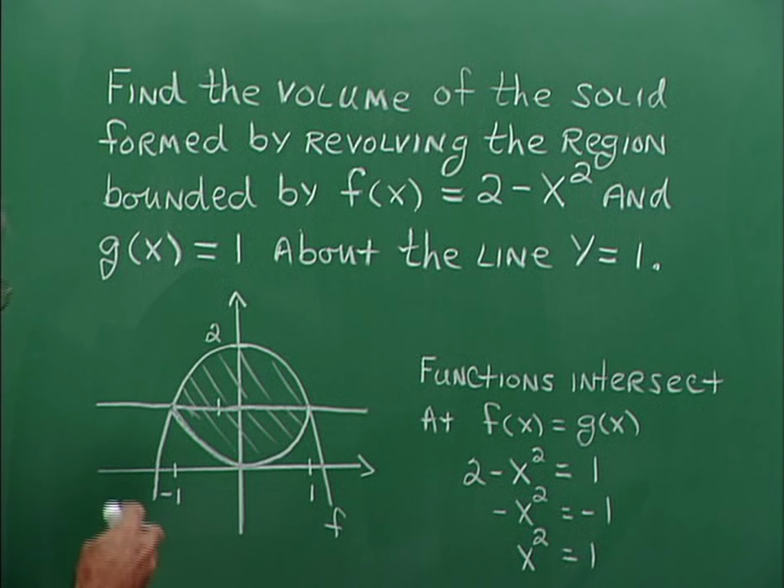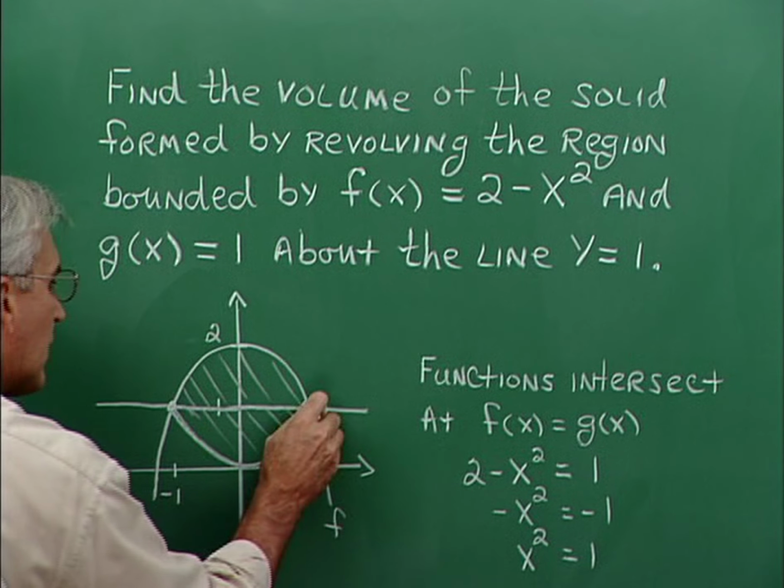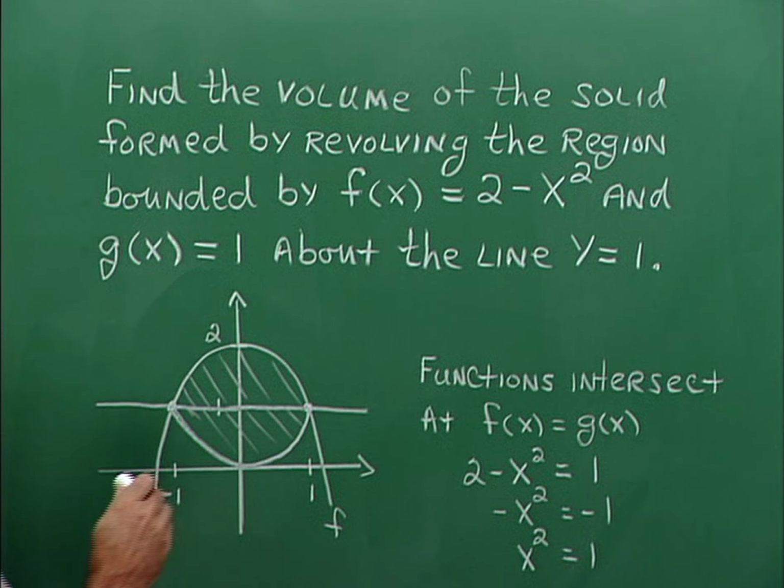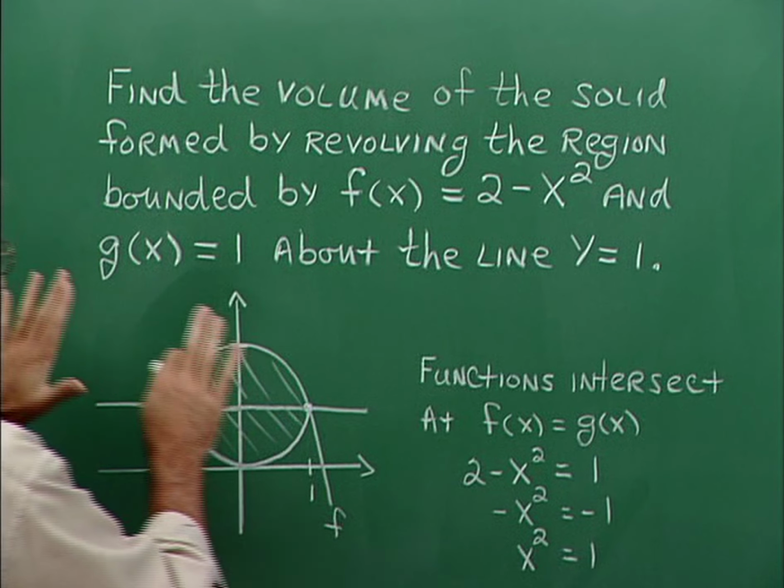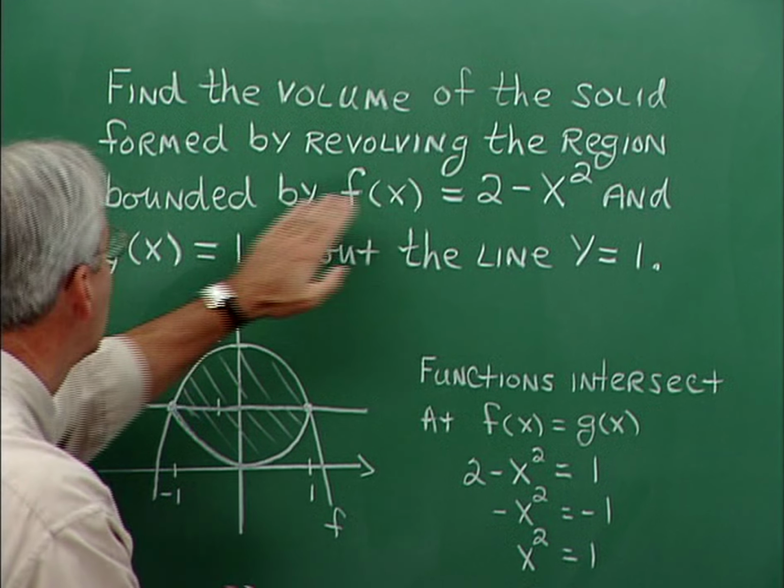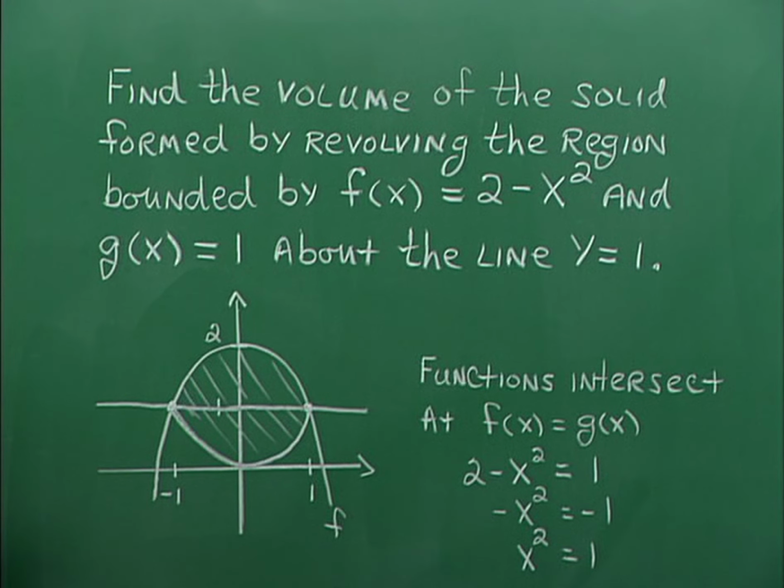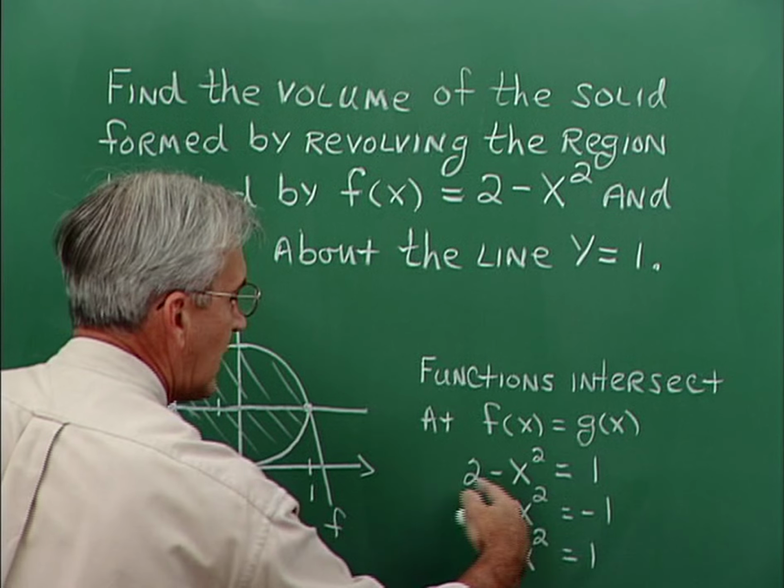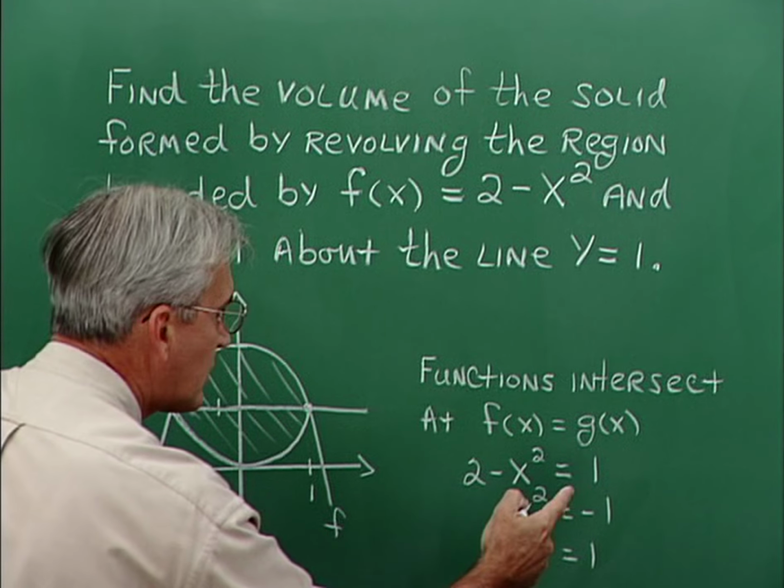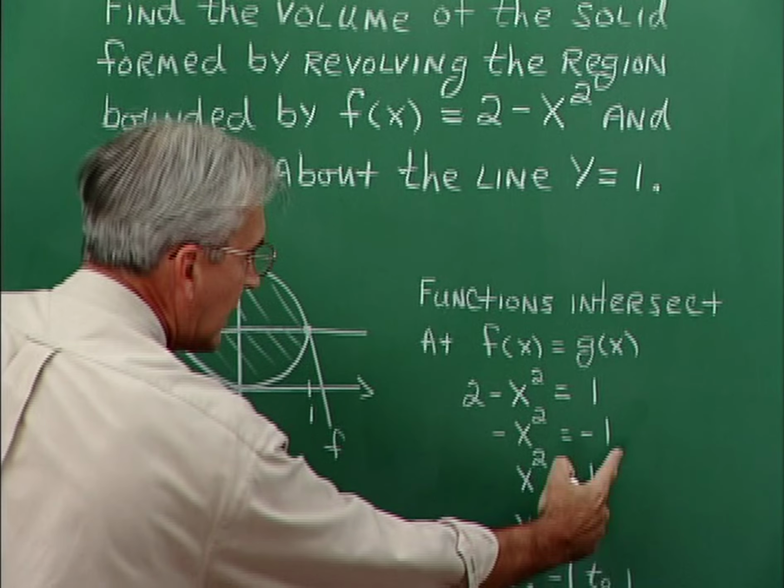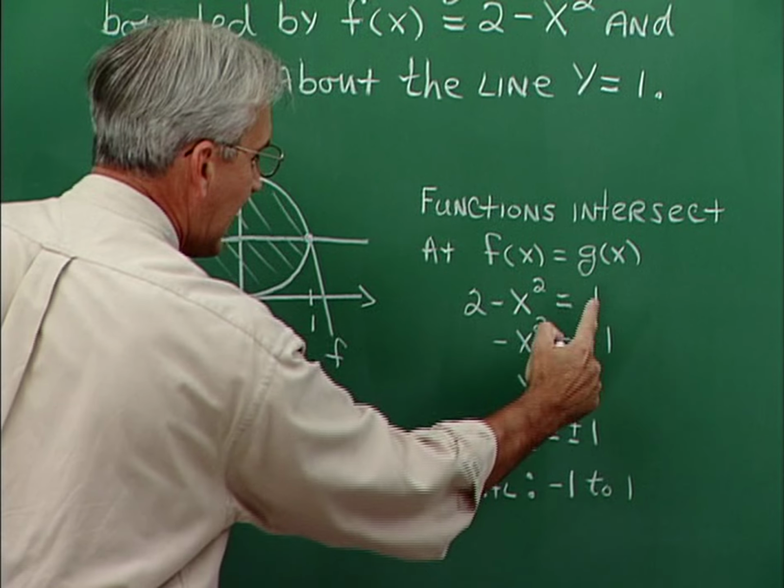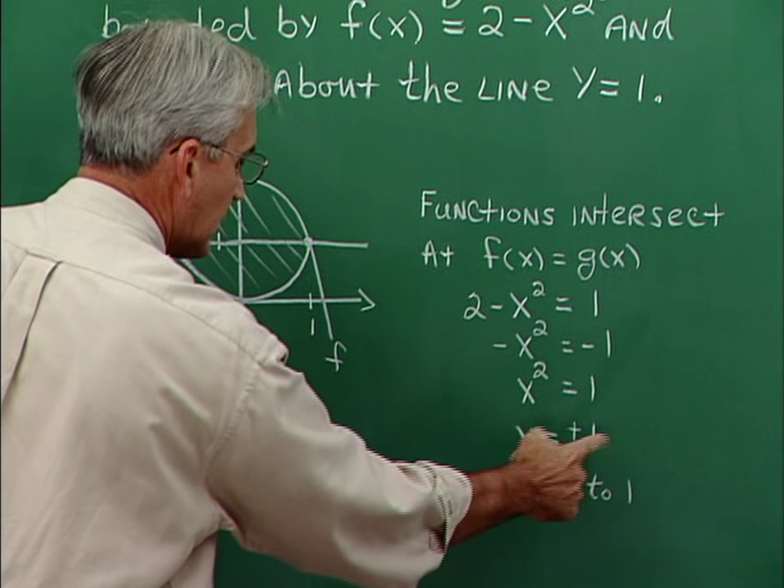Now, the endpoints of the interval are at the intersection of this function and this function. It's the place where their y values are equal, if you will. And so all we have to do is set the functions equal to one another and resolve that situation. And I've done that here. Set f of x equal to g of x, and I've solved for x, so x is plus or minus 1.